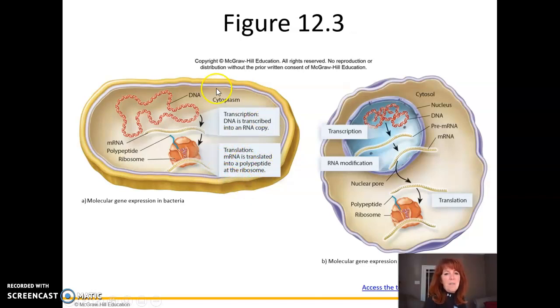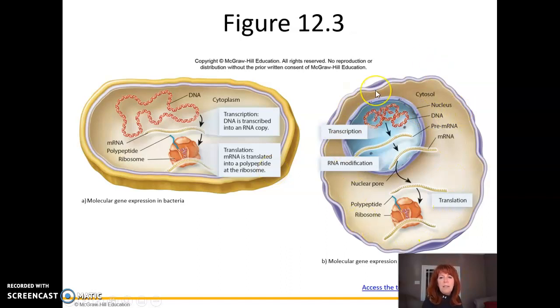Gene expression involves transcription and translation. Making a protein: transcription, translation. When I turn a gene on, I am expressing it by going through transcription and translation.